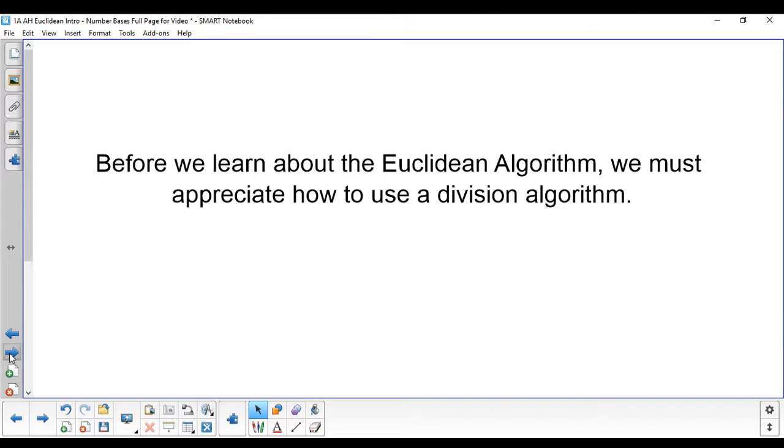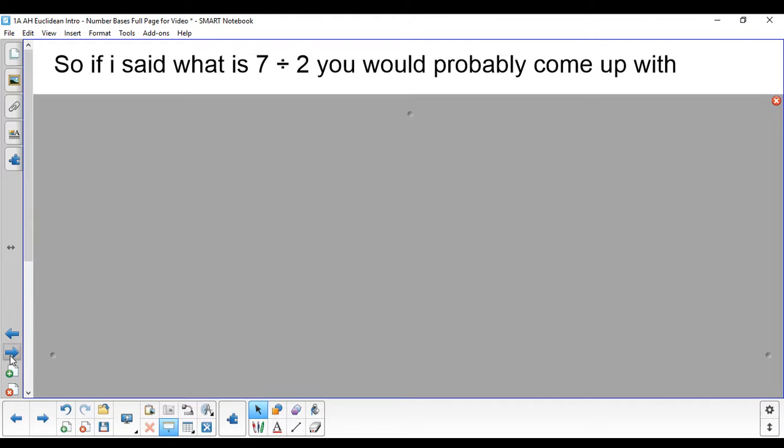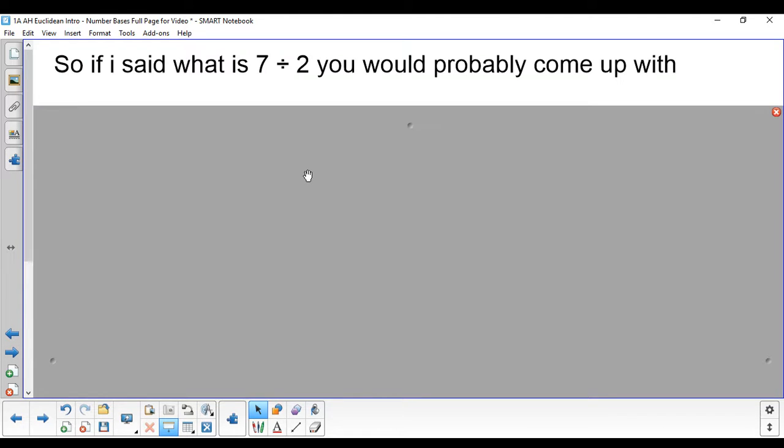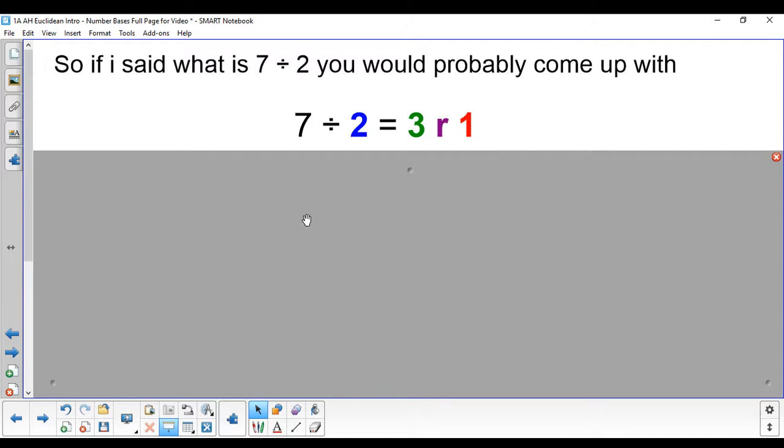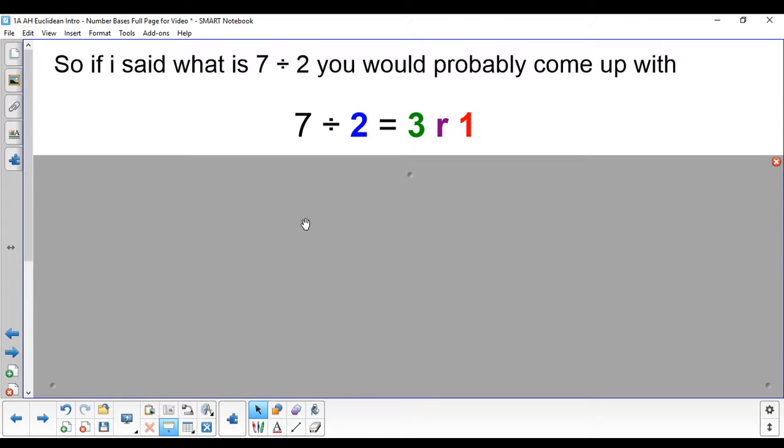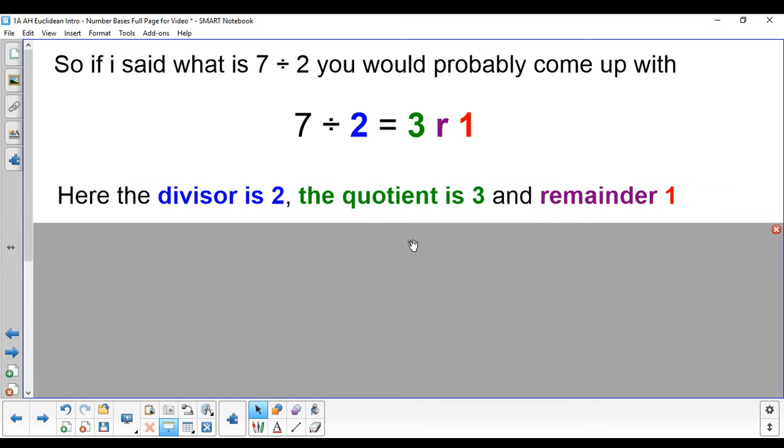Before we learn about the Euclidean algorithm, we're going to appreciate how to use the division algorithm. So let's think about what we were doing there. We were saying how many 2's made 7. If you were saying how many 2's were in 7, you'd say 3 with 1 left over, so 3 remainder 1. So this is the divisor, so we're dividing by the 2, and this is how many we get out of it, which is 3. So this is what we divide by, and how many you get out is called the quotient, and then what's left over is the remainder. You came across these words in functions and higher, but this is purely numerical now.